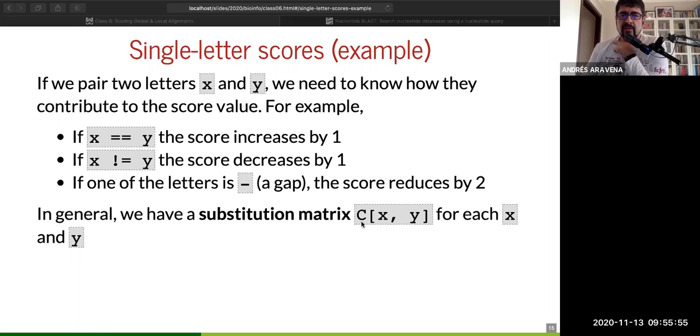Then you can make a matrix X and Y that represent these rules. The matrix will have ACGT in the rows, ACGT in the columns, and in the cell will have 1 or -1 or -2. You get the idea that these rules here can be written in a matrix.